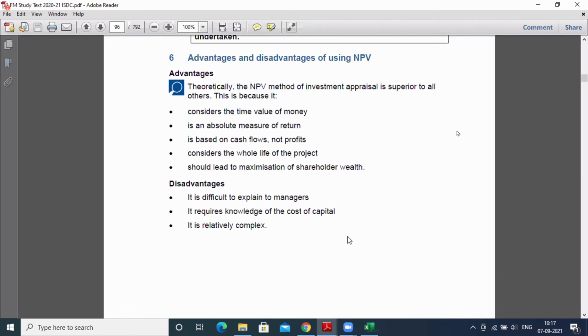And one more thing, we consider the whole life of the project. Because in case of payback, only the payback period is considered. We completely ignore the post-payback period. But in this case, the total life of the project is considered. Then, as I already mentioned, it will lead to the maximization of shareholders' wealth. Because if the project has a high NPV, then it might increase the wealth of the shareholders.